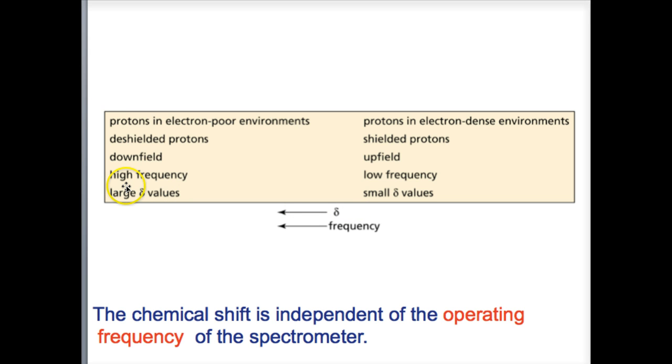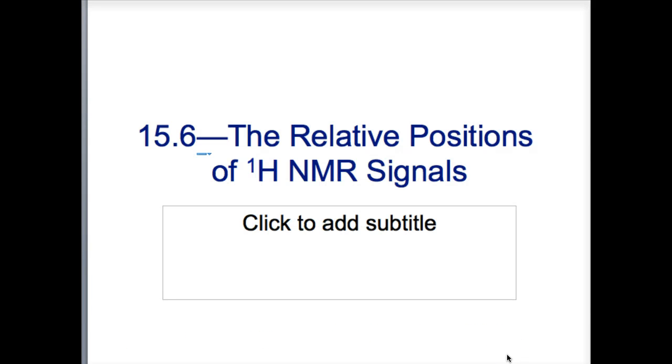Over here on the left, protons sense a larger effective magnetic field, so come into resonance at a higher frequency to the left. To the right, protons sense a smaller effective magnetic field, so they come into resonance at a lower frequency. And you might envision TMS right here, all the way to the right. The chemical shift is independent of the operating frequency of the spectrometers. Ours is 90 megahertz. They go all the way up to 300, 400 megahertz. But yet we can compare one NMR to the other because of this fact.